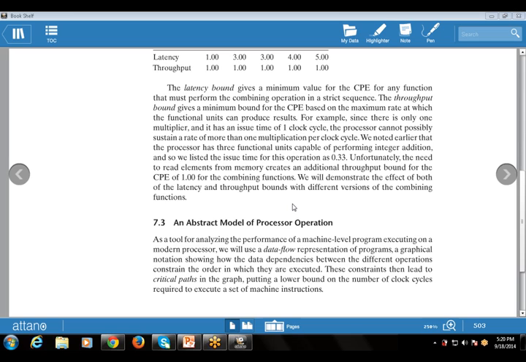Let's start with the next topic, that is the abstract model of processor operation. So that is your next topic.